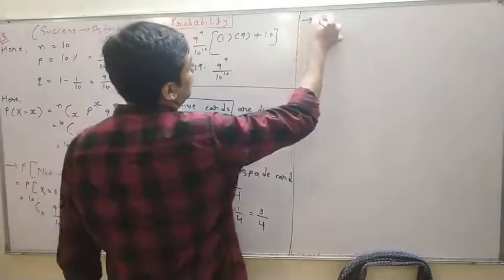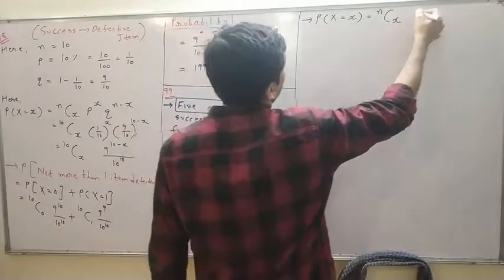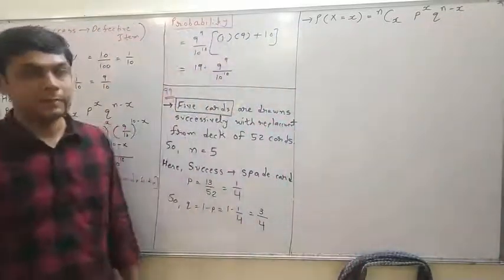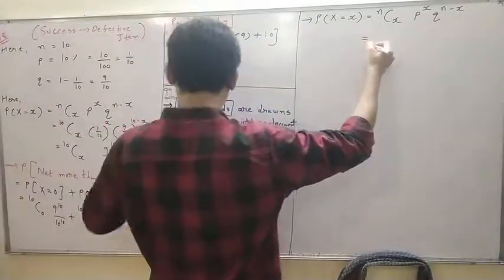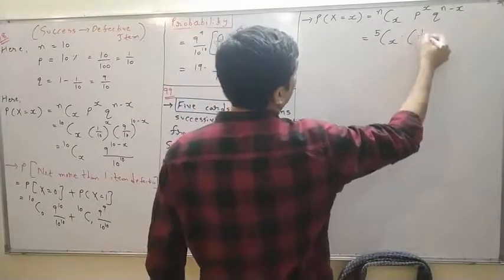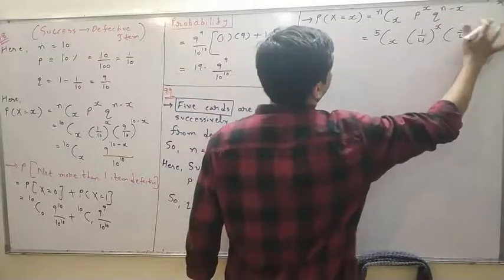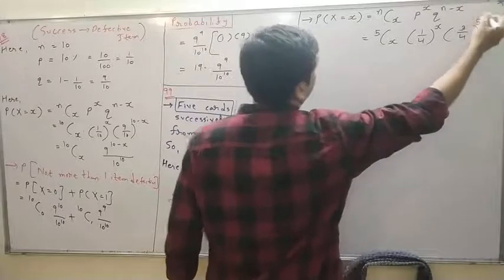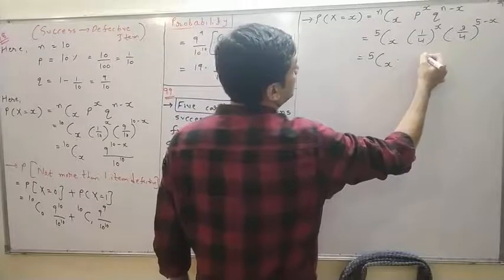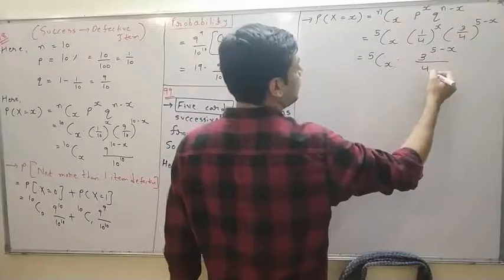Now we are making the formula for P(X=x), that is nCx into p raised to x into q raised to n minus x. My n is 5, Cx, p is 1 by 4 and q is 3 by 4. So that is 5Cx, 3 raised to 5 minus x, upon 4 raised to x plus 5 minus x, so that is 4 raised to 5.